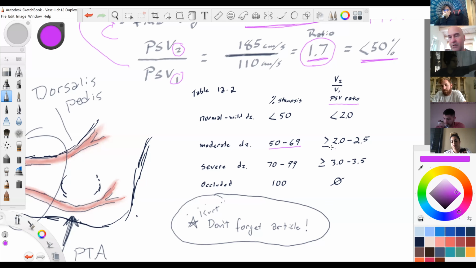So moderate disease, if you have a ratio peak systolic velocity of 2 to 2.5, it's somewhere between 50 and 69%. Severe disease, 70 to 99% stenosis, you have greater than or equal to 3 to 3.5. And then 100% stenosis, there's nothing to measure. So that is that.